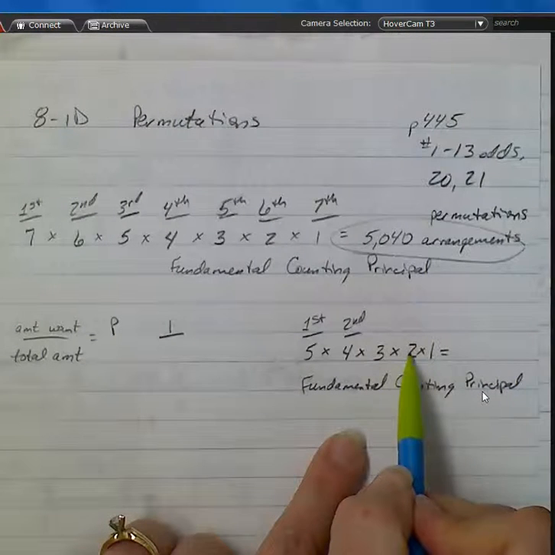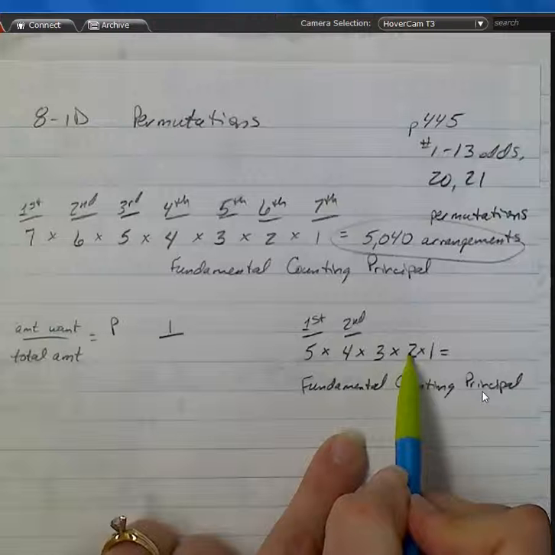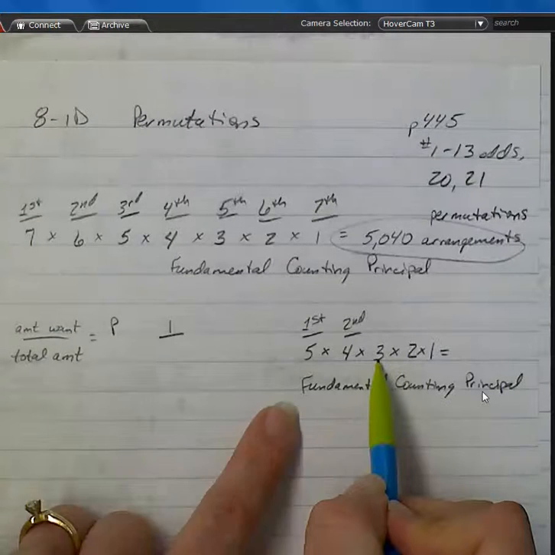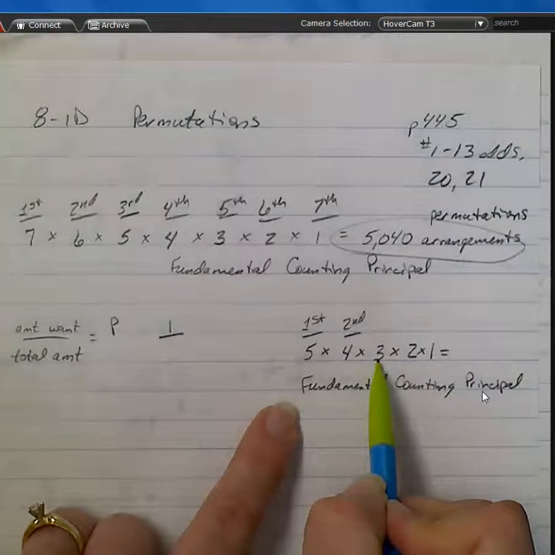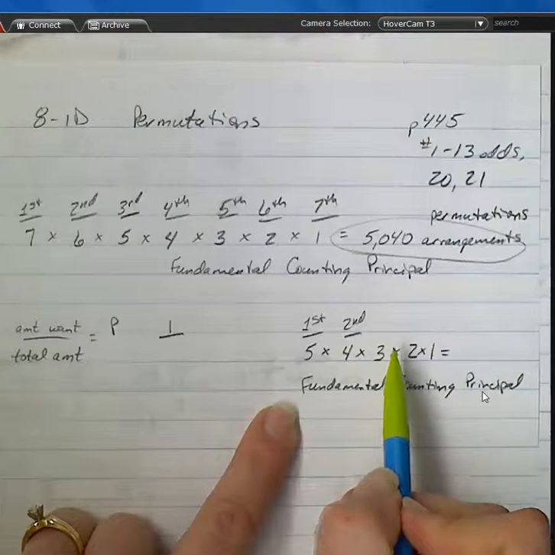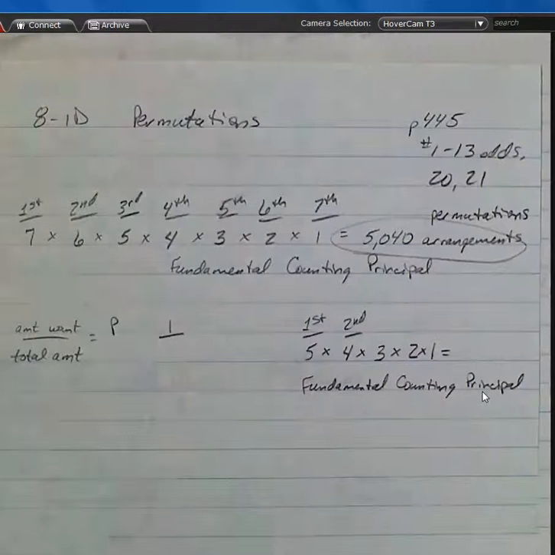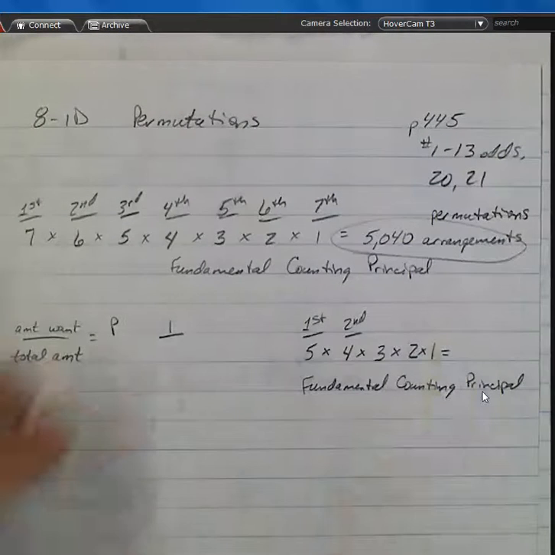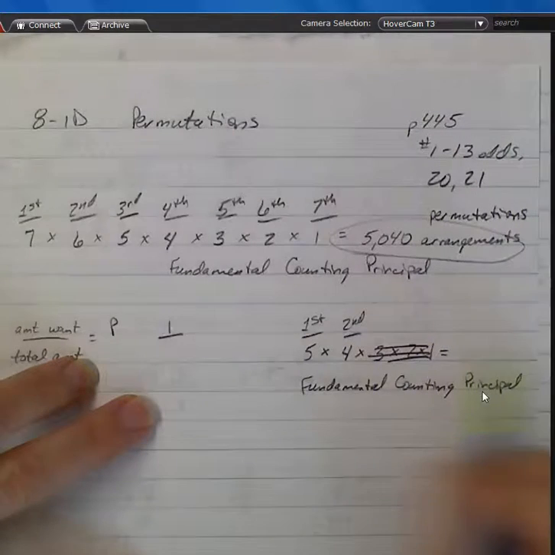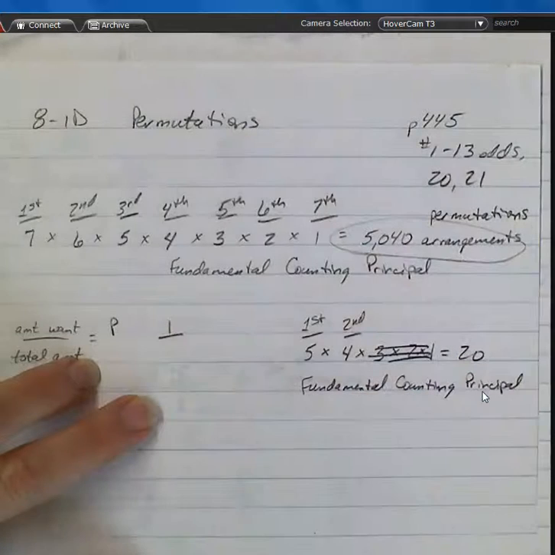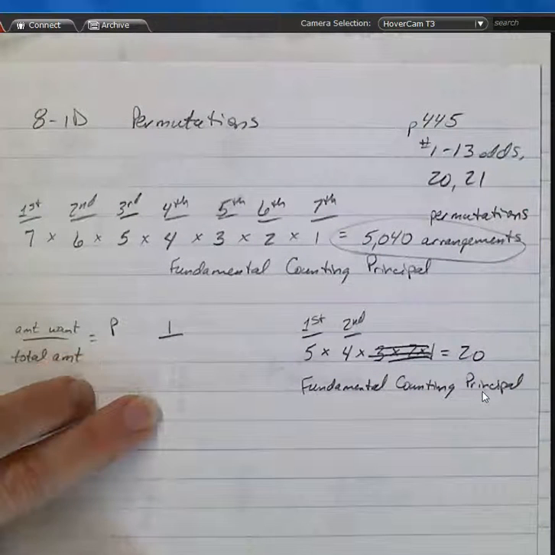1 times 2 is 2. 2 times 3 is 6. 6 times... Oh, wait a minute. How many are we picking? Are we picking all of them, you guys? No, we're only picking what? 2. We're only picking 2. It'll just be 20, because we're only picking 2.